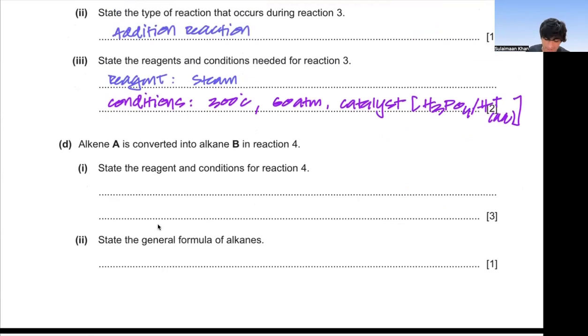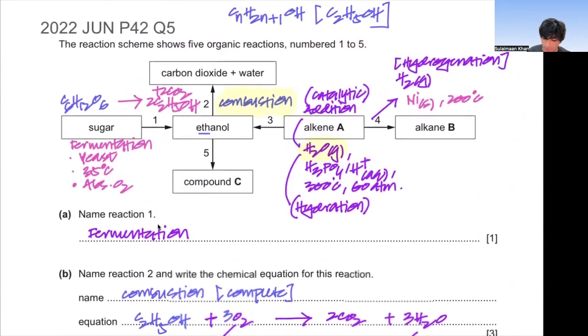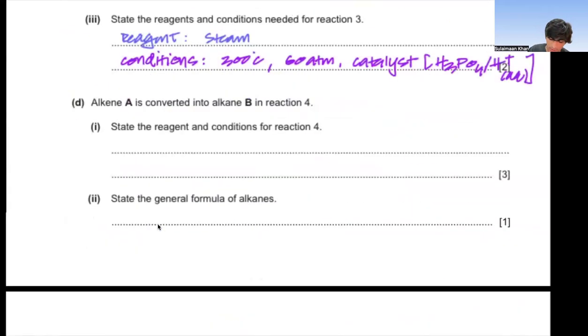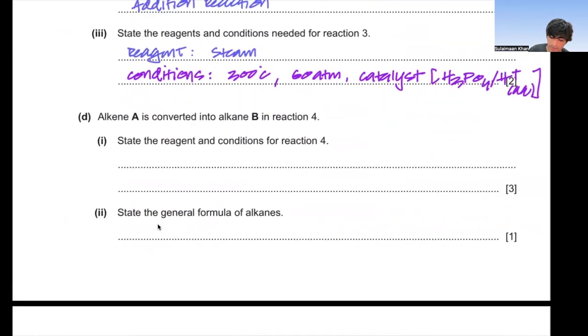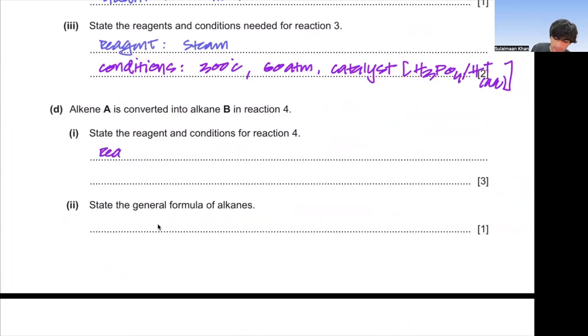अच्छा, alkene A is converted into alkane B in reaction 4. So you're going from an alkene A into alkane B. How do you go from an alkene into an alkane? There's just a difference of H2, right? हम क्या कहेंगे, sir? State the reagent. What is the reagent? The reagent is hydrogen. So the reagent, you could write your answer just like I'm writing it. बिल्कुल आप ऐसे लिख सकते. The reagent is H2, and what is the condition for it?